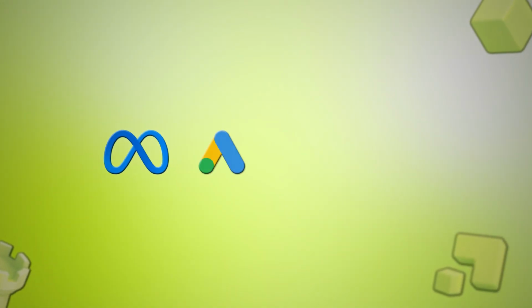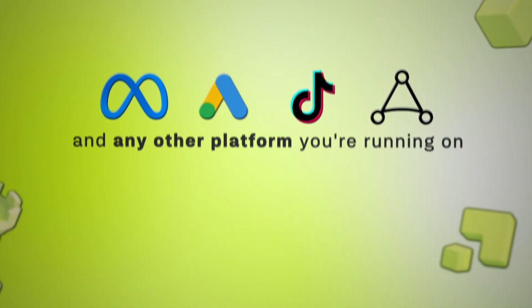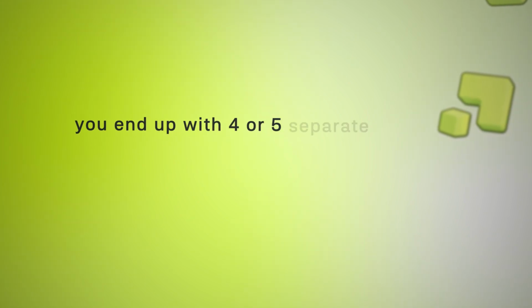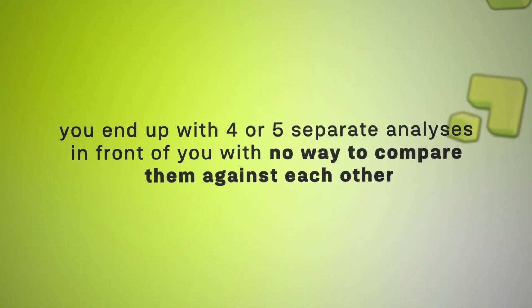But the problem is that this setup only really works on one ad platform at a time. The second you scale up to Meta, Google, TikTok, AppLovin, and any other platform you're running on, you end up with 4 or 5 separate analyses in front of you with no way to compare them against each other. So when you find something working on Meta, you have no quick way to test that same angle on TikTok because you'd have to manually redo the whole analysis on that other platform from scratch.